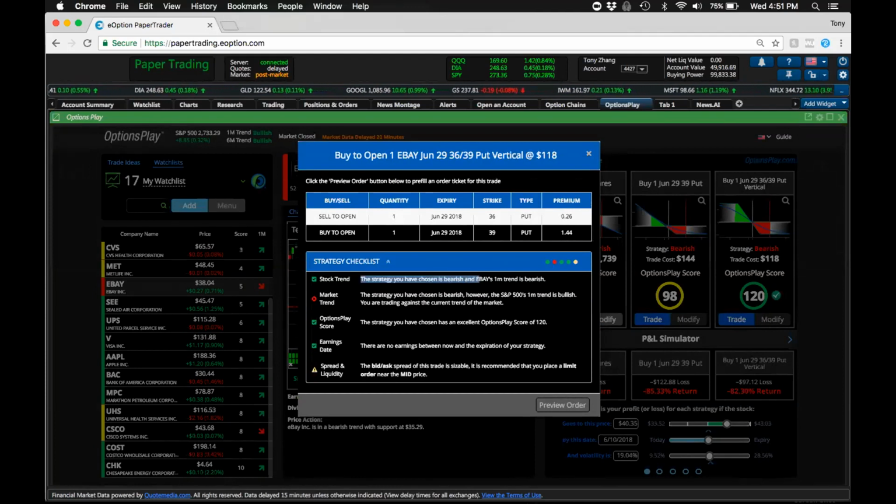So you have whether you're trading with the trend of the stock. This is telling you you're trading against the trend of the market. So this is not saying you can't trade this. This is just letting you know that you're trading against the trend of the market.